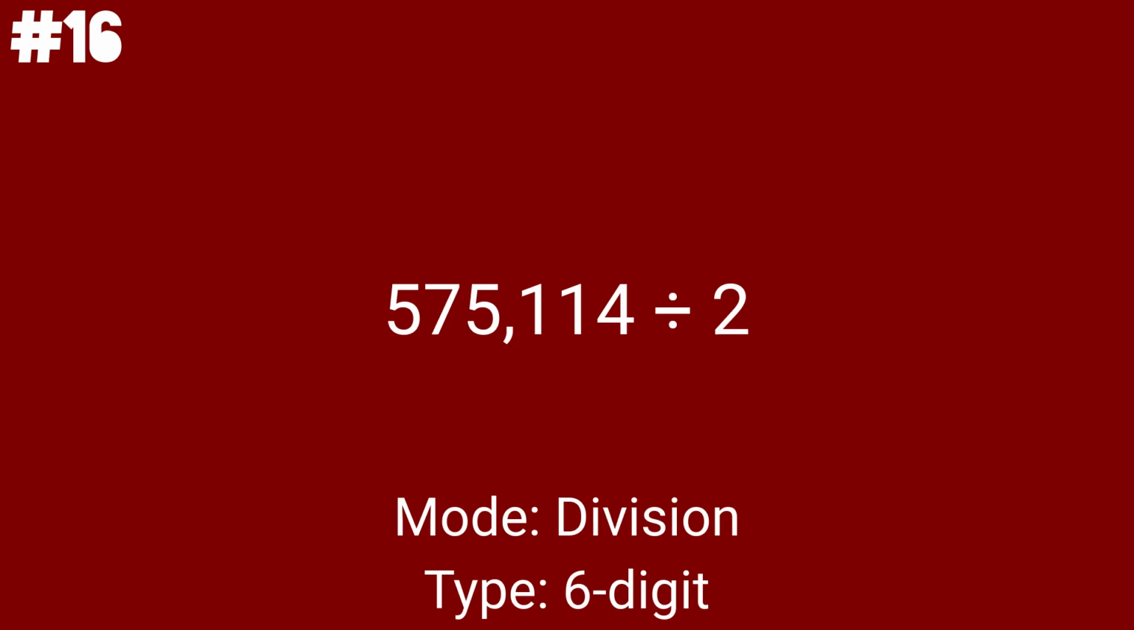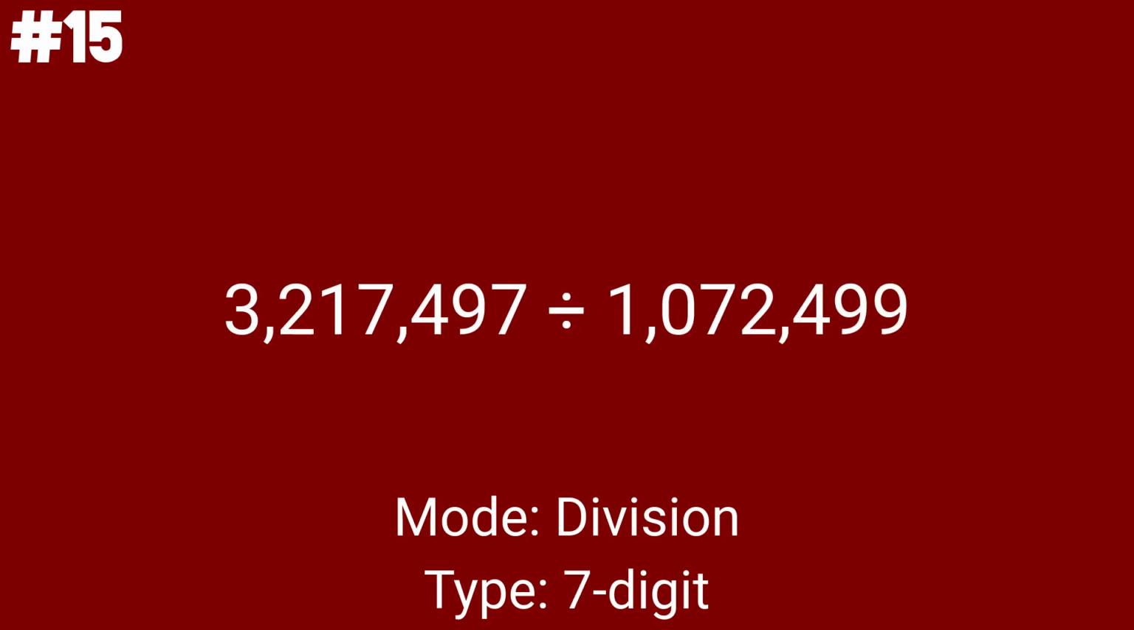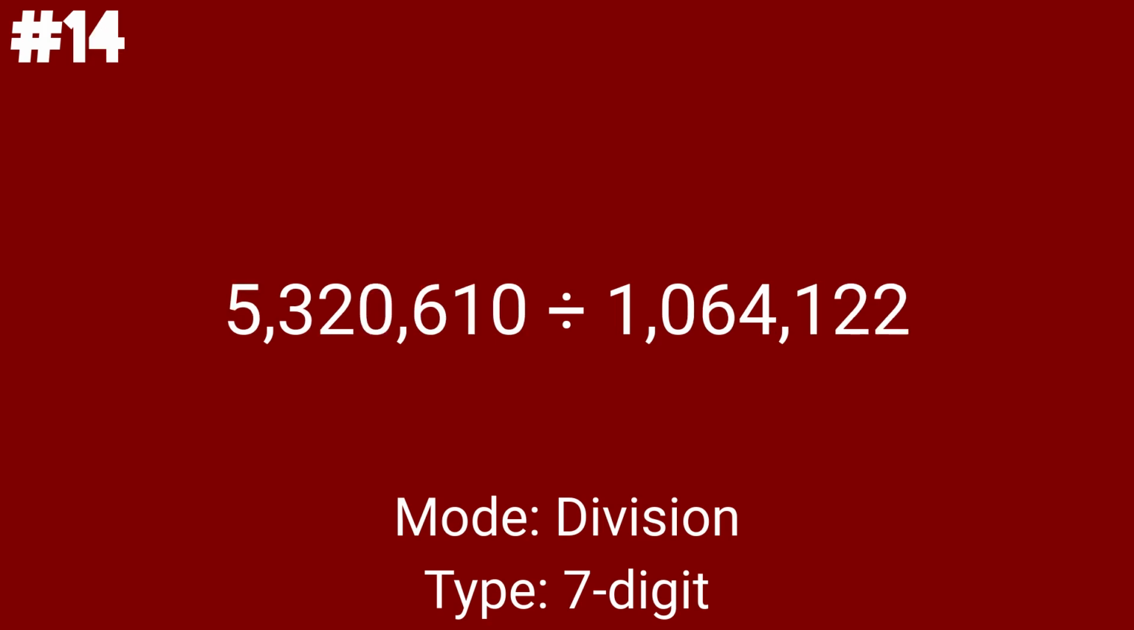575,114 divided by 2 is our last division problem with 6 digits. By the way, there's also a 1-digit divisor. Now let's continue to 7 digits, because this is when the division problems start getting pretty big. 3,217,497 divided by 1,072,499 is our first 7-digit division problem, and we already have a divisor with 7 digits. That isn't small at all.